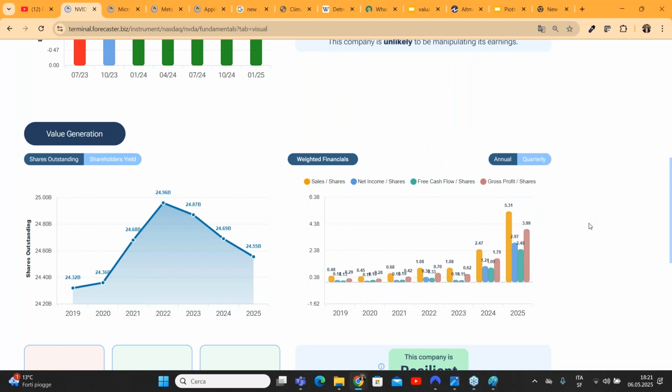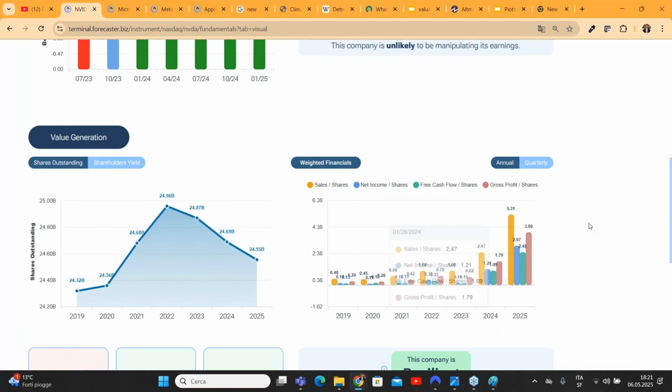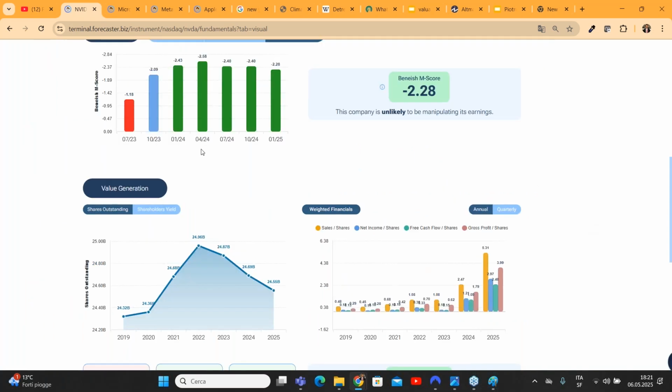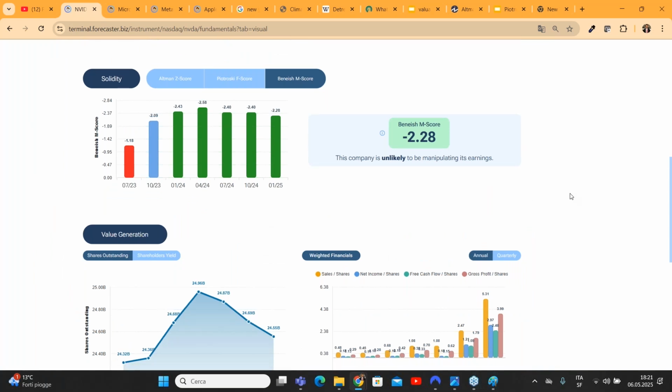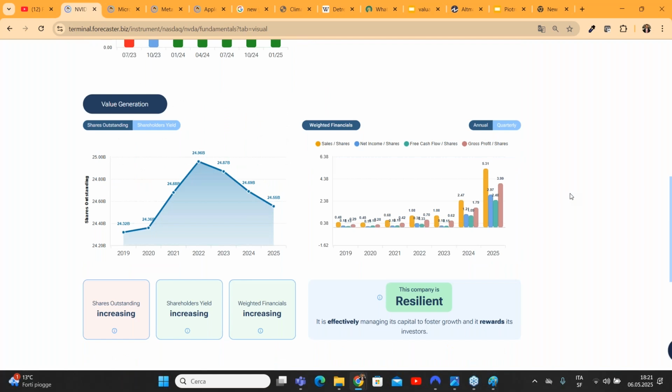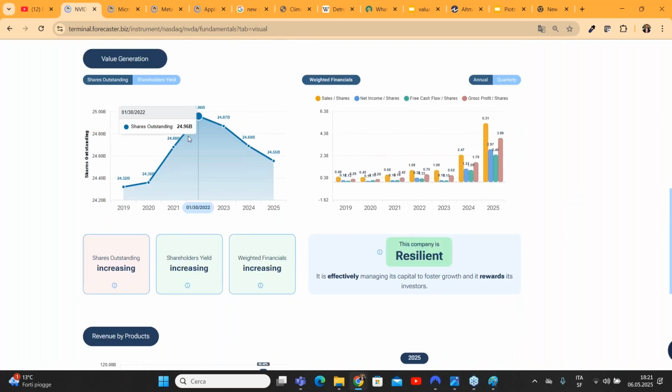Okay, so these are 3 ratios very important to analyze the solidity of a company. If the company is solid enough, we can go deeper and analyze the value generation, which is another chapter inside the fundamental layer.